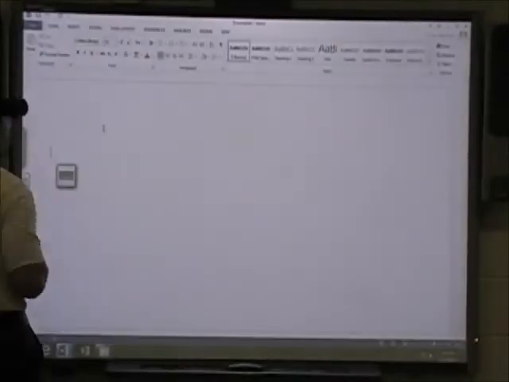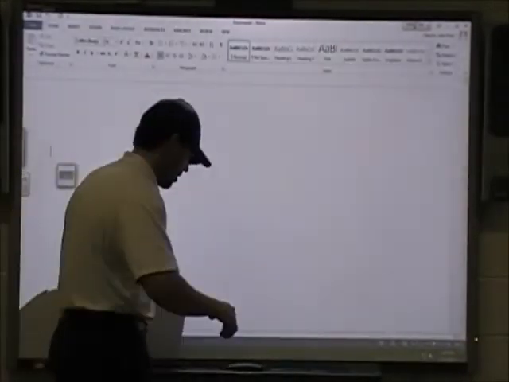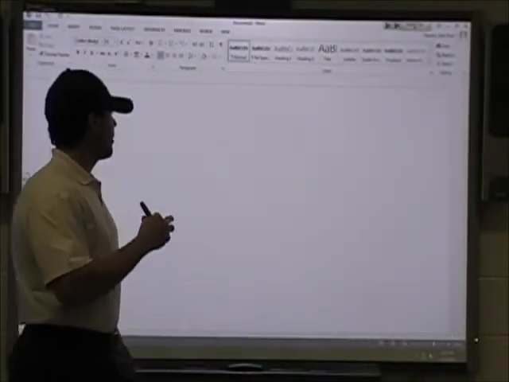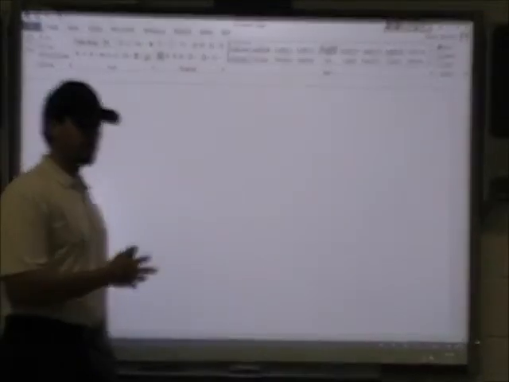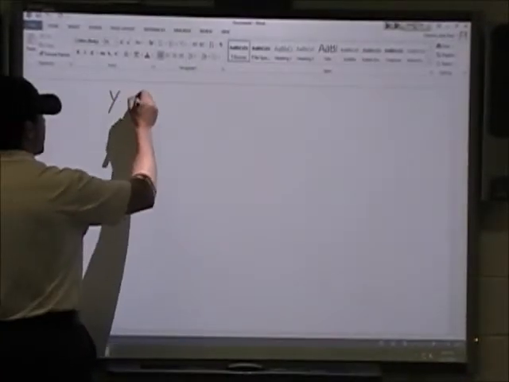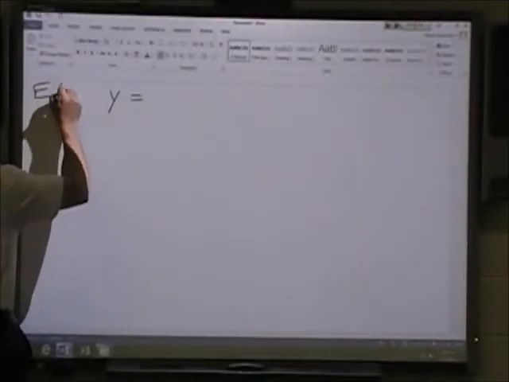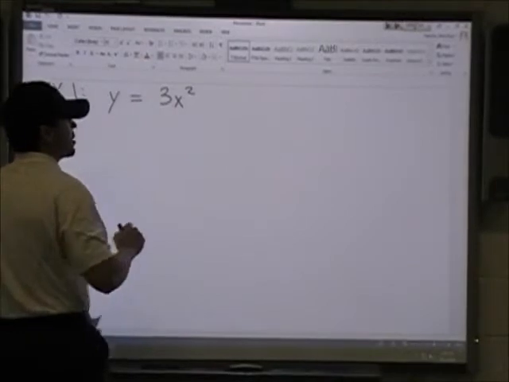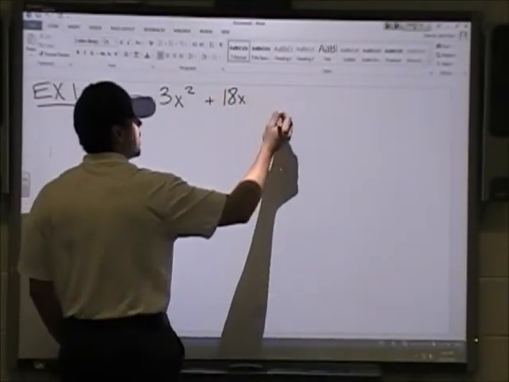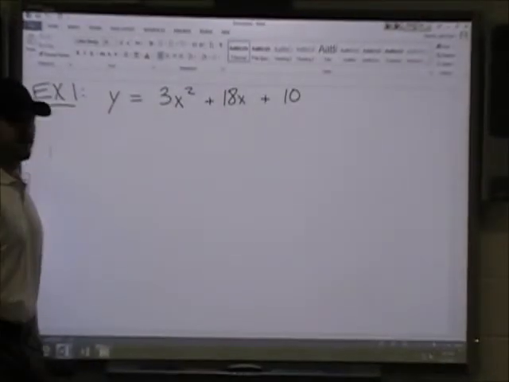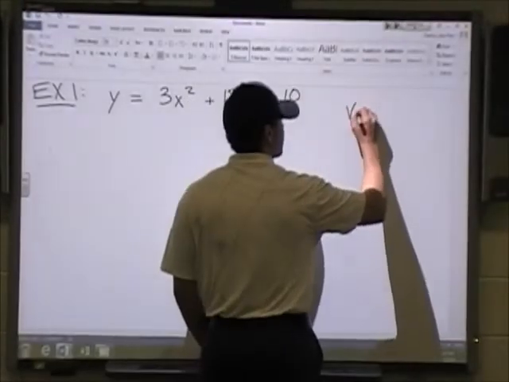It has something to do with partially completing the square, and if you want to know more about how most people know this formula, it has to do with coming up with just the axis of symmetry. So, take for instance, we have this example, and you have this parabola, 3x squared plus 18x plus 10, and it's asking you to find the vertex.